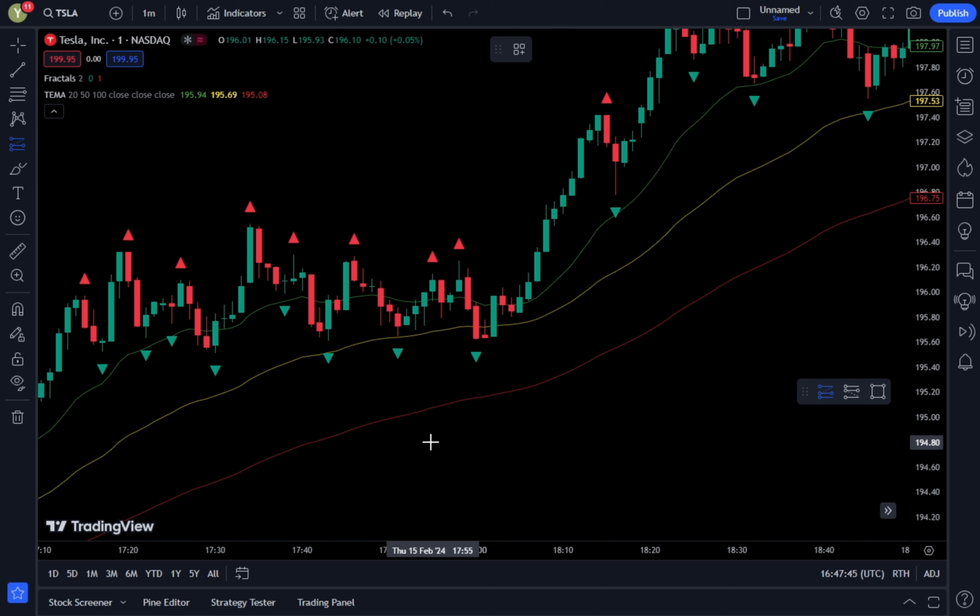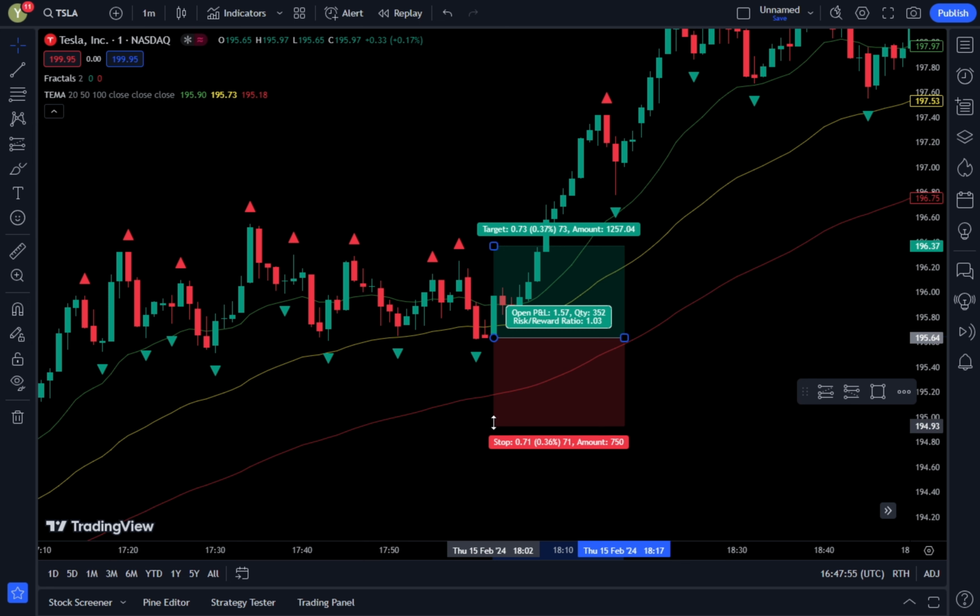If the price keeps dropping before the Williams Fractal shows a green arrow, and it crosses the 50-day line before that happens, you'll still enter the trade when you see the green arrow. But this time, put a stop loss just below the 100-day line and aim for a profit ratio of 1.5.